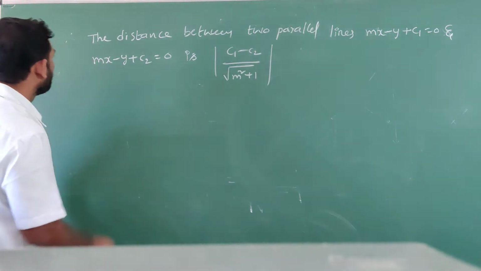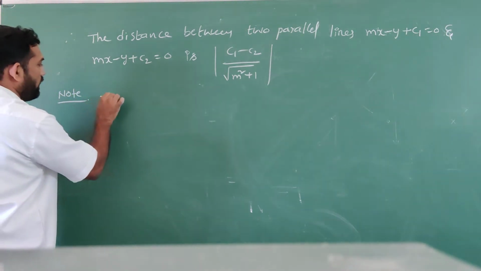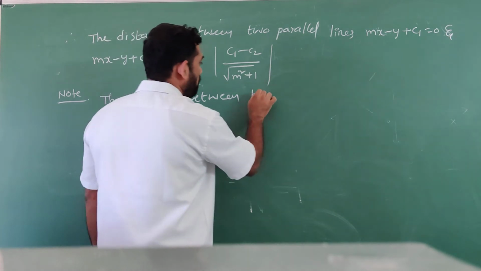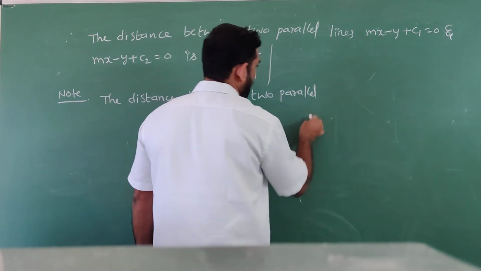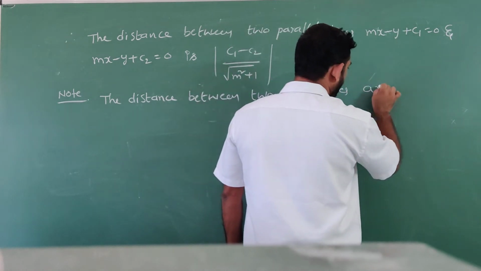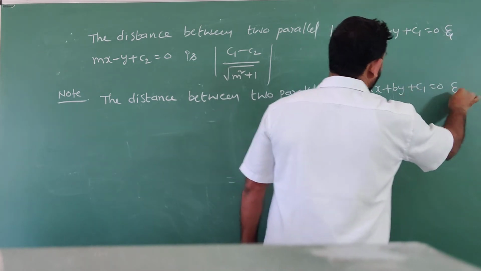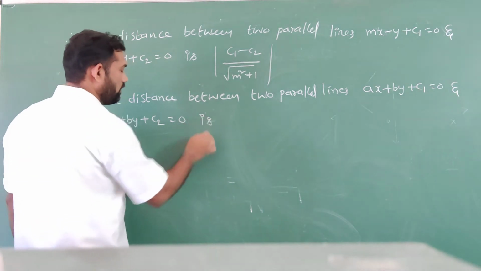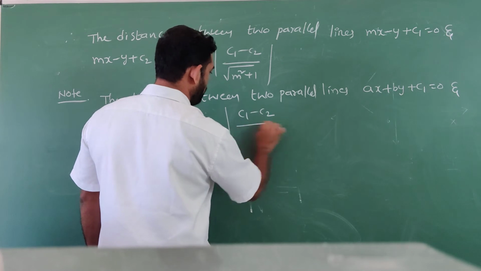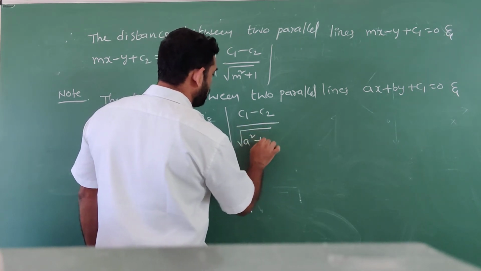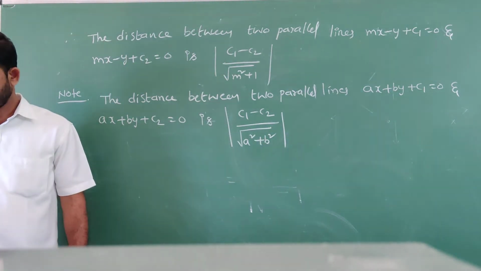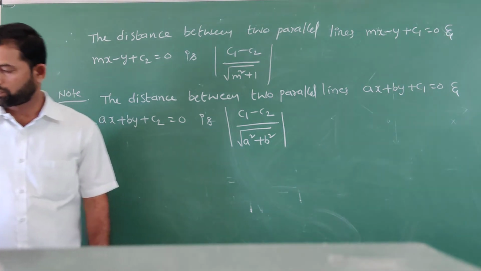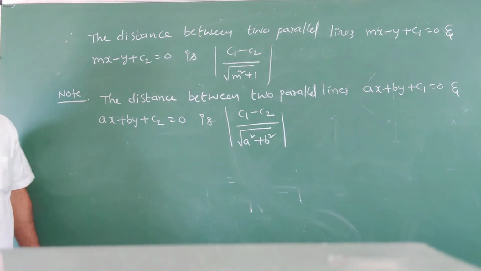Next, note on this one: the distance between two parallel lines ax plus by plus c1 is equal to 0 and ax plus by plus c2 is equal to 0 is that formula: modulus of c1 minus c2 divided by root over a square plus b square. No doubt.